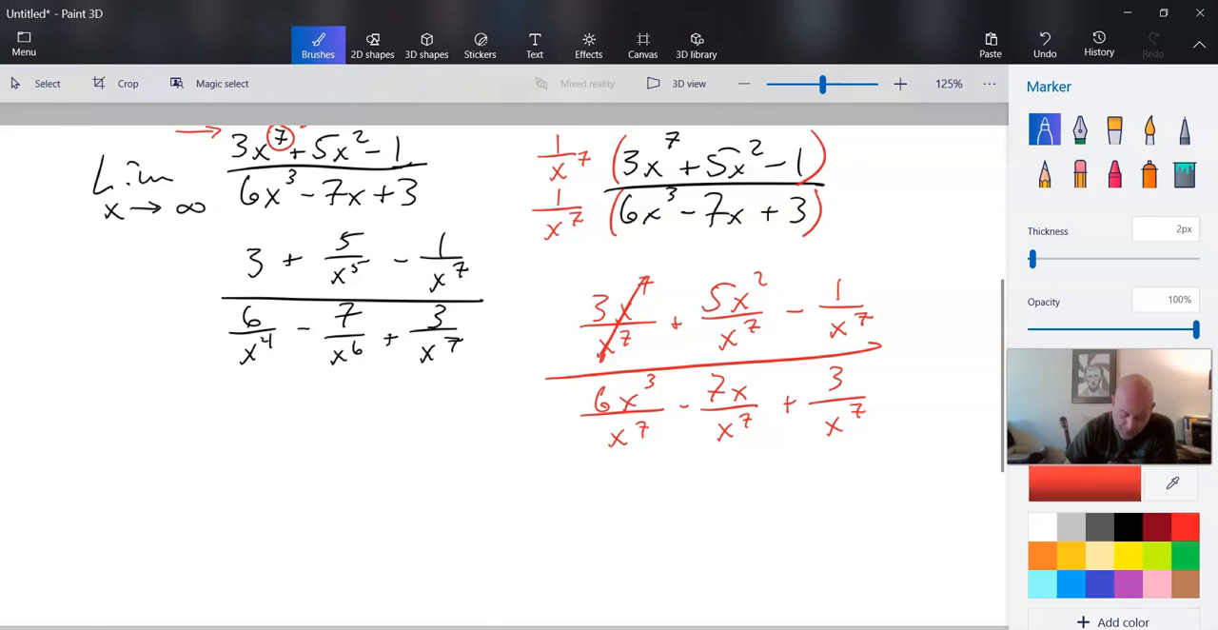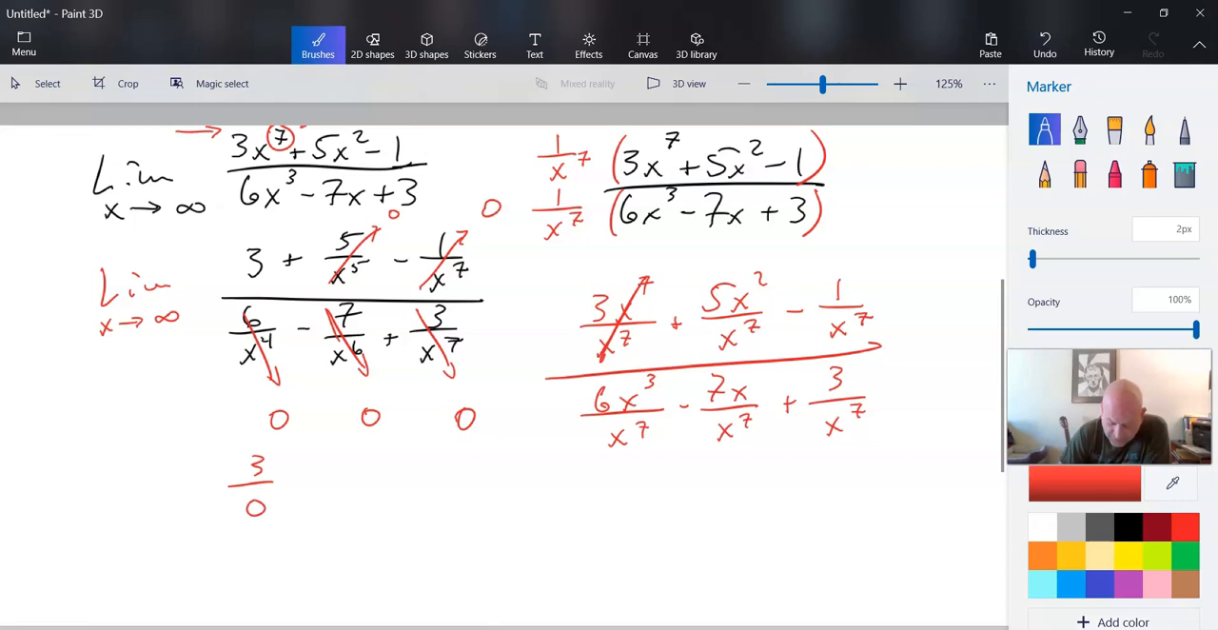Okay, so if we're looking at this limit as x goes to infinity, let's see what we got here. So 3 sticks around, right? There's no x's there, but this goes to 0. This goes to 0. This goes to 0. This goes to 0, and this goes to 0, right? Because as x gets bigger, those terms get closer and closer to 0. So really what I end up with here is a 3 divided by 0, which is undefined.